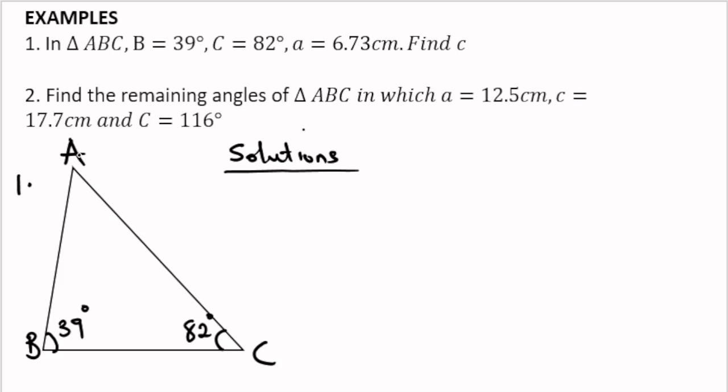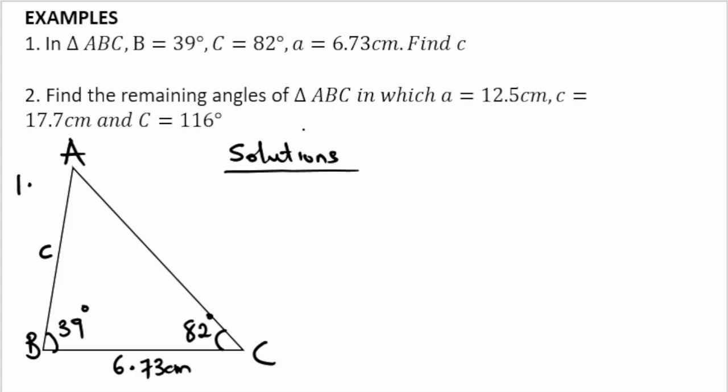Small letter a is opposite the angle A. So this is where we have small letter a equals 6.73 centimeters. It asks us to find small letter c. Now, if this is capital letter C, which is the angle, opposite this angle is where we have small letter c. So we are asked to look for this.